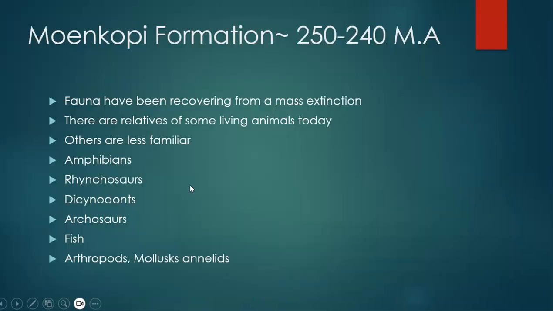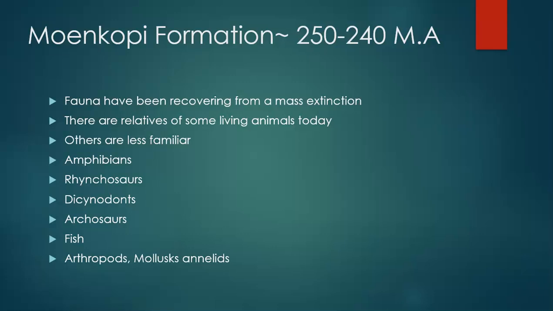So a couple of formations we're dealing with from the Triassic. We have the Moenkopi, really just right after the Permian extinction, which you see labeled here. We have roughly about a 10 million year exposure. We do have some relatives of living animals that we recognize today. Others are going to be a little less familiar to you.